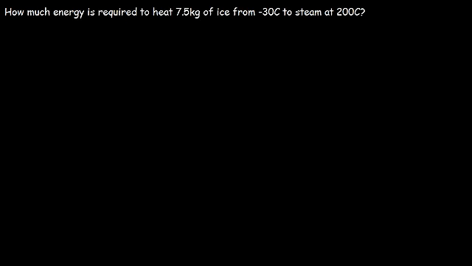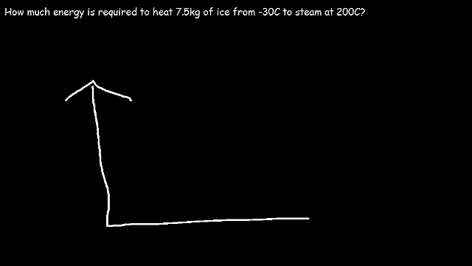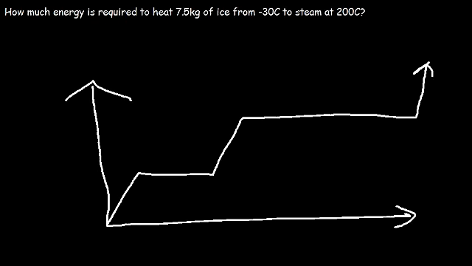Let's try this problem. How much energy is required to heat 7.5 kilograms of ice from negative 30 degrees Celsius to steam at 200 degrees Celsius? What do you think we have to do to find the total energy? Well, let's go back to the heating curve. There's something that you need to understand. There are 5 different Q values that we need. The first one is to heat up ice from negative 30 degrees Celsius to 0. That's a temperature change problem, so we have to use Q equals mcΔT to get that answer.